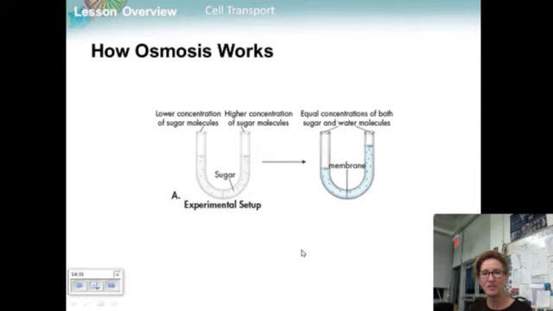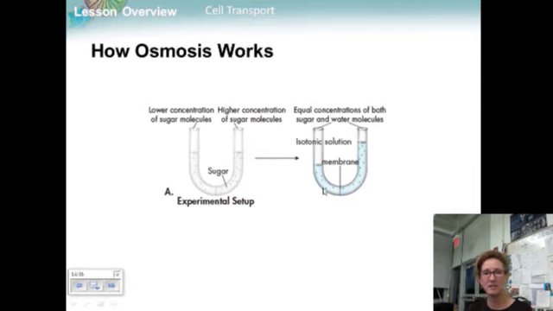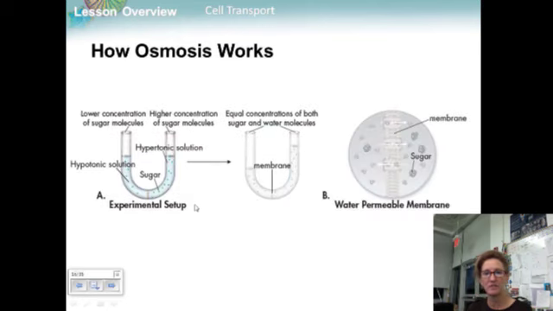So when the concentration of water is equal on both sides of the membrane, the two solutions are called isotonic solutions, because they're the same strength. The more concentrated sugar solution at the start of the experiment was hypertonic, or above strength, compared to the dilute sugar solution. The dilute sugar solution was hypotonic, or below strength.